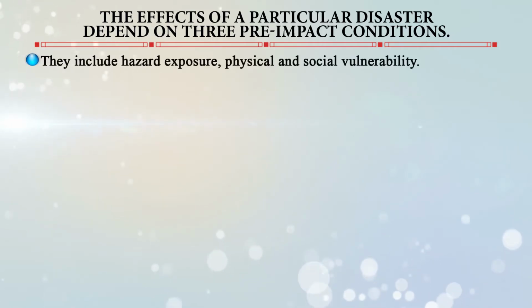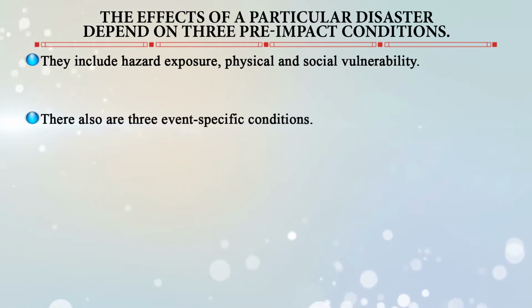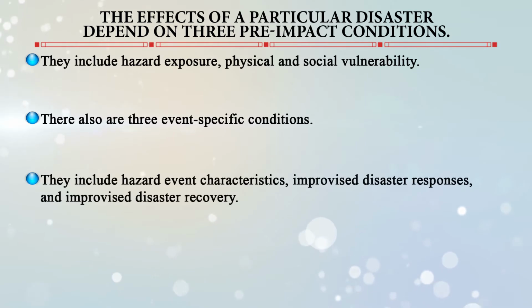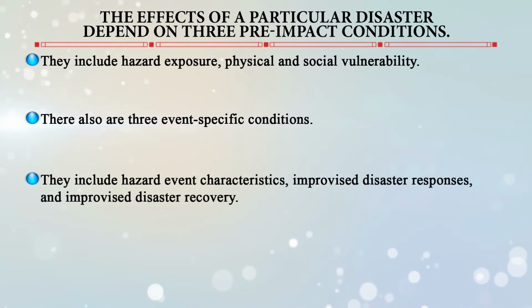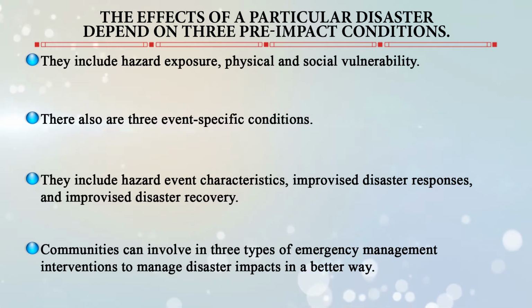They include hazard exposure, and physical and social vulnerability. There are also 3 event specific conditions. They include the hazard event characteristics, improvised disaster responses and improvised disaster recovery. Now the communities can be involved in 3 types of emergency management intervention to manage the disaster impact in a better way. Every community, you will see, has its own ways and strategies to respond to the disaster emergency and to intervene in such situations.